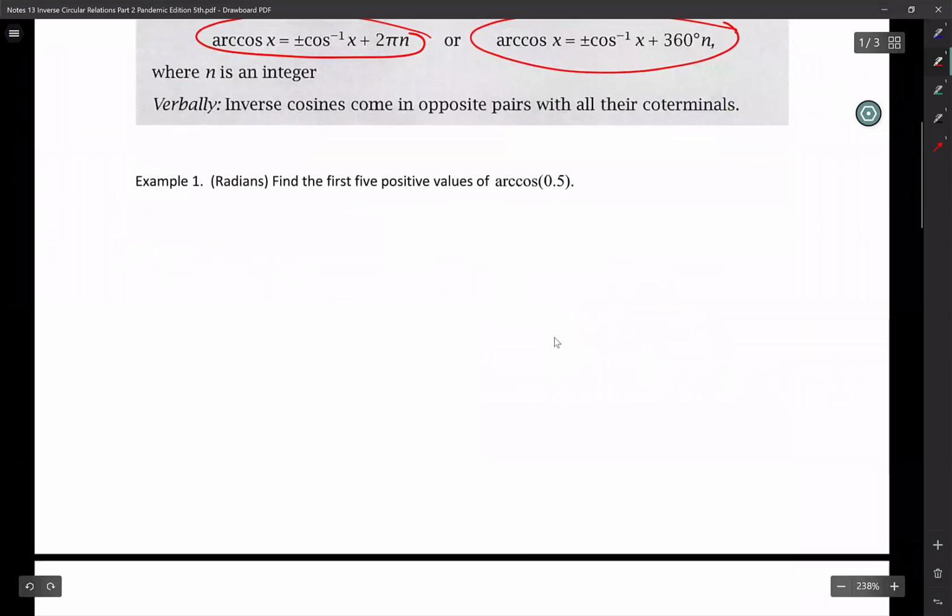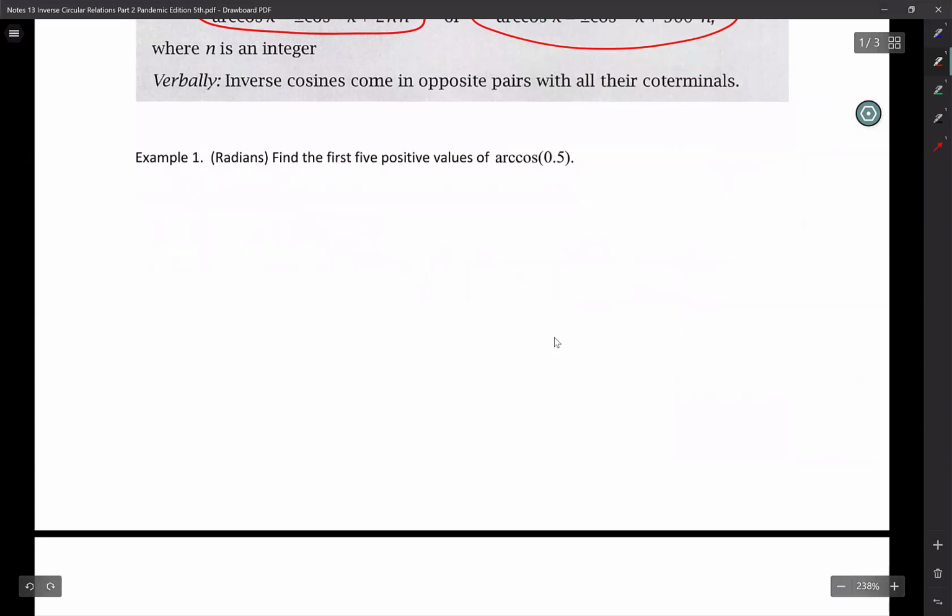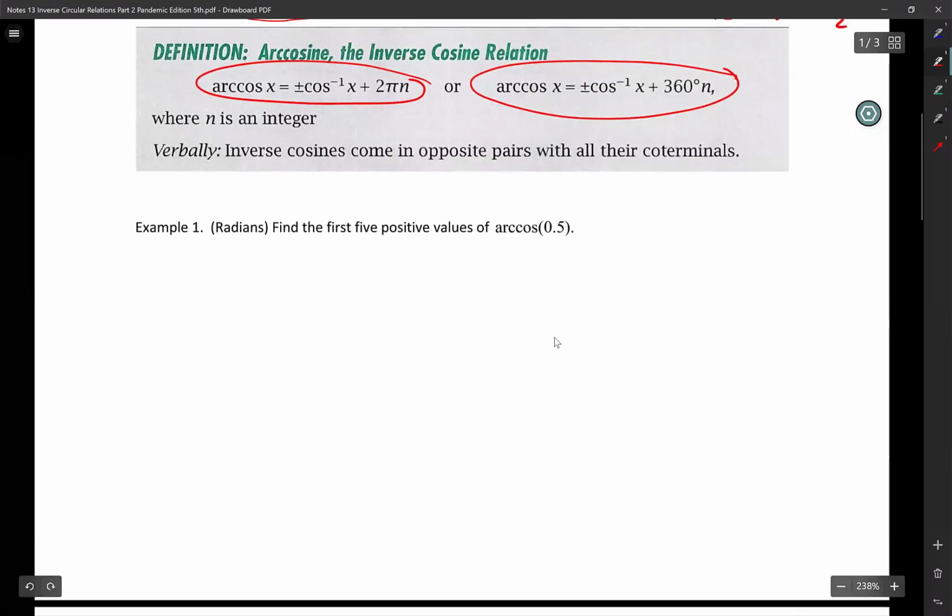So now we have our first example. It's very simple. It might even be the same example we did way back then. It says find the first positive values of arc cosine. Yes, I know you can do it with the unit circle and just remembering the first one that it hits and then keep going clockwise. But I want to use this formula. So I'm going to use this guy.